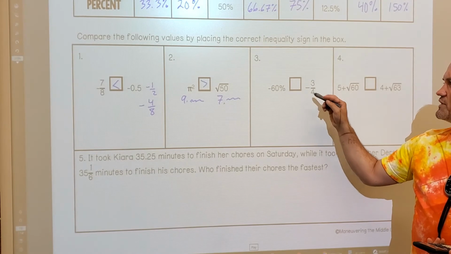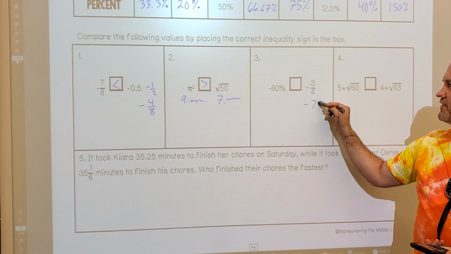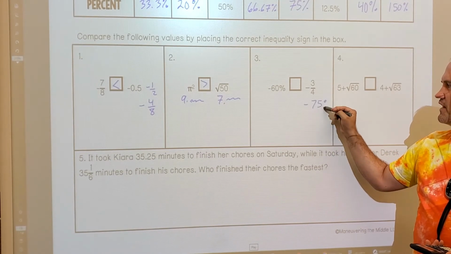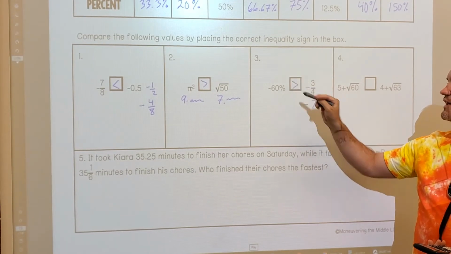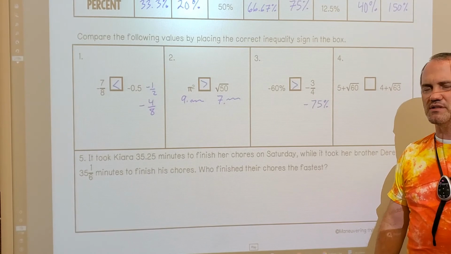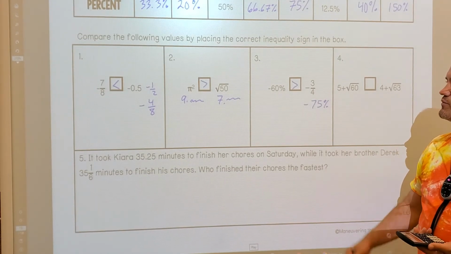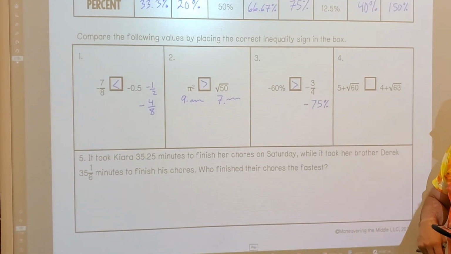-60%, -3/4. Again, so this is -75%. It's 0.75, so -75%. And -60% is bigger than -75%. Again, it's opposite. It would be nice if there were just some regular positive numbers here.